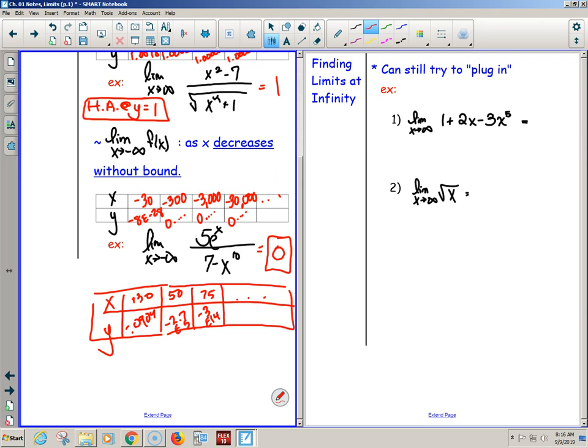It's decreasing without bound. So if I was to change this problem to the limit as x approaches positive infinity of 5 e to the x all over 7 minus x to the 10th, that would be negative infinity. Whoa. How does that make sense?